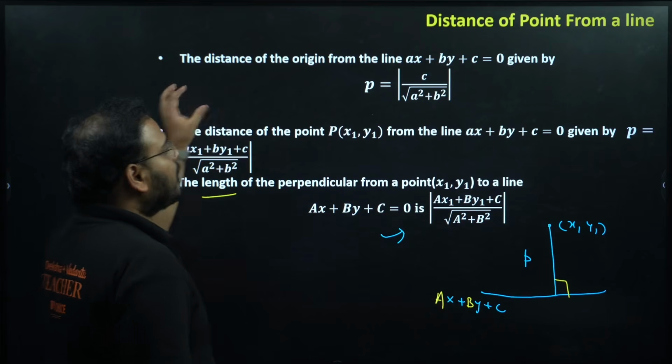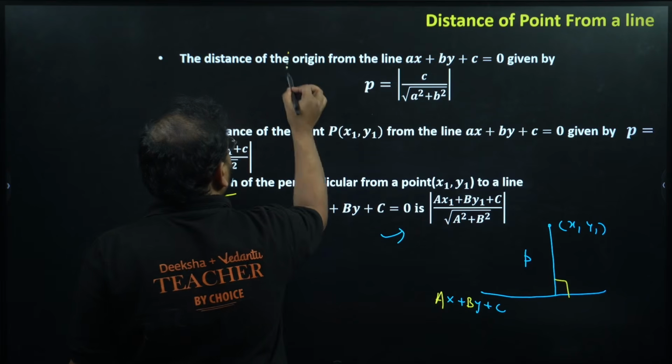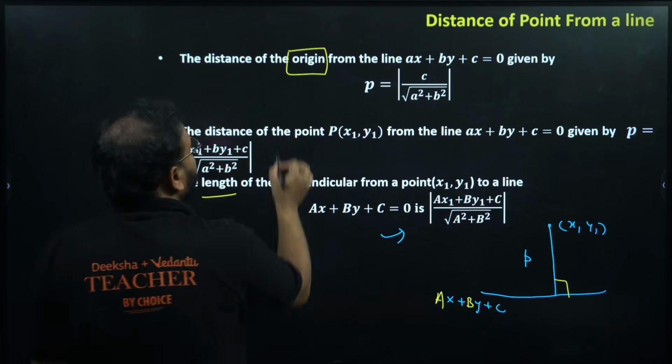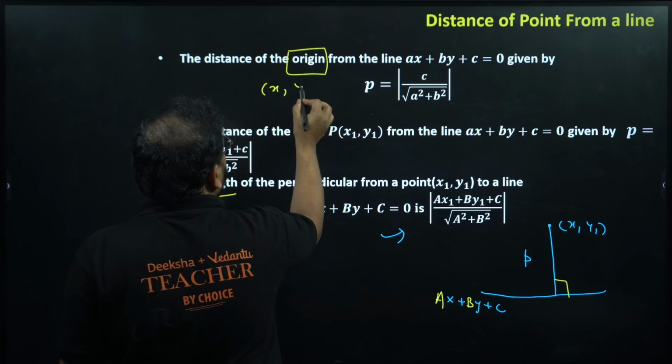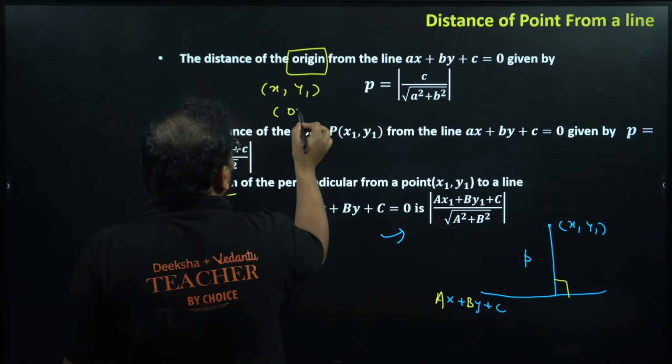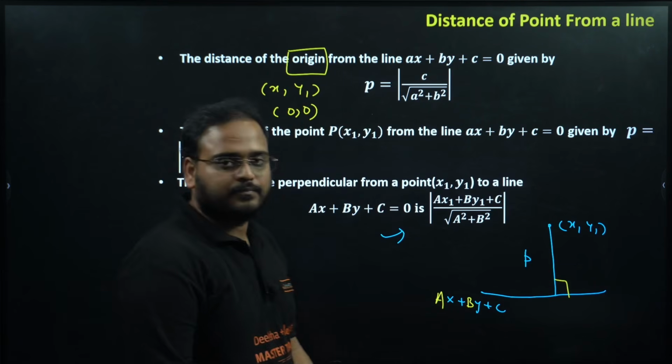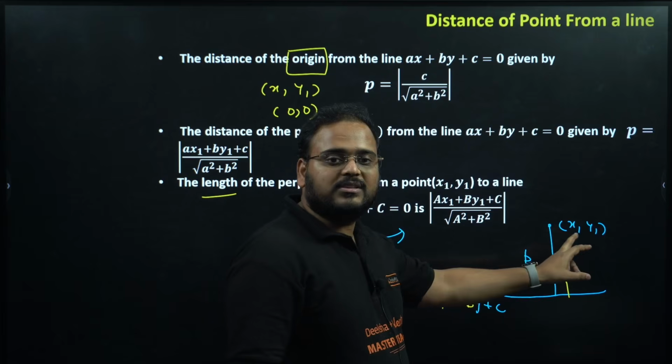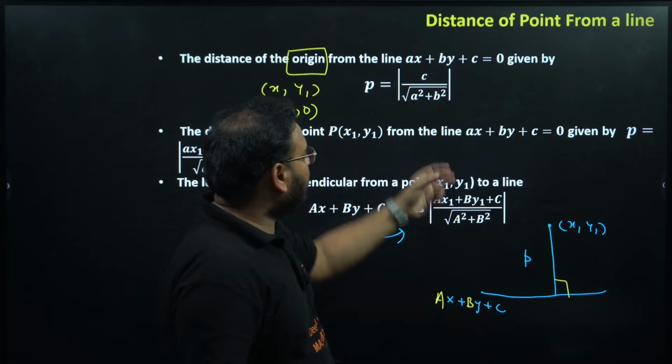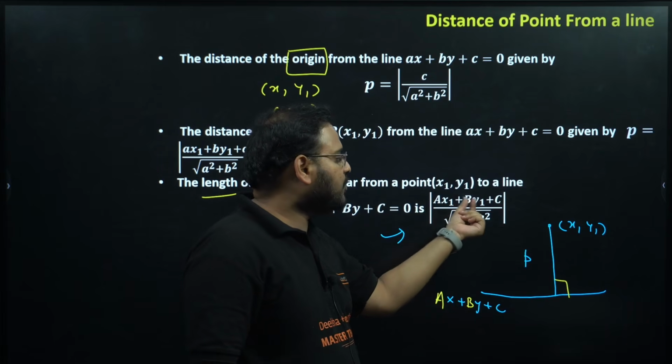If you talk about the same thing with the origin, please check. What will happen in the case of origin? This x1 comma y1 I wrote will become 0 comma 0. Yes or no? From the origin, this will become 0 comma 0. So this will be 0 into a, 0 into b.